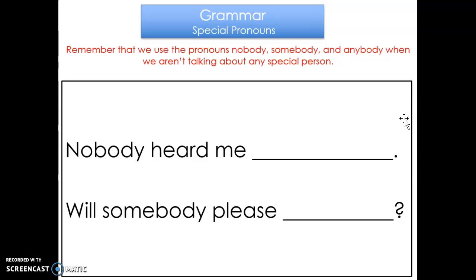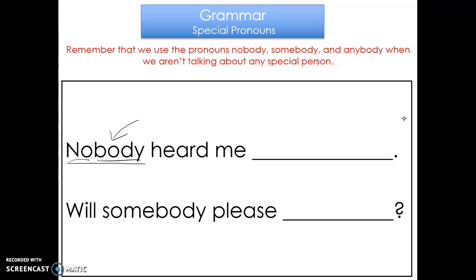Okay, and then also a quick review on the grammar from this week. Remember, we've been talking about pronouns. You'll do another worksheet paper today about pronouns, specifically indefinite or special pronouns, where we're not talking about one certain person, place, or thing. Okay, so here it says nobody heard me. We're saying that there's not a person who heard them.